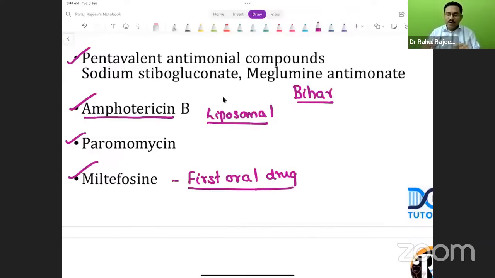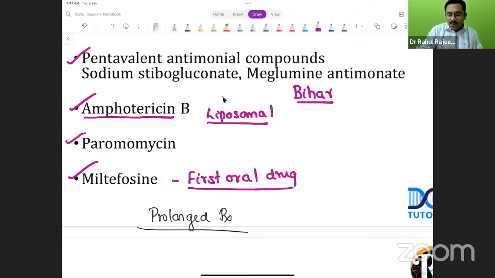Okay, so these are the compounds that are used. Now, many a times, the problem with the leishmaniasis treatment is that it will often require prolonged treatment. This very patient of ours, we treated him with amphotericin B. Amphotericin B is given as an IV infusion, every alternate day for 30 days.